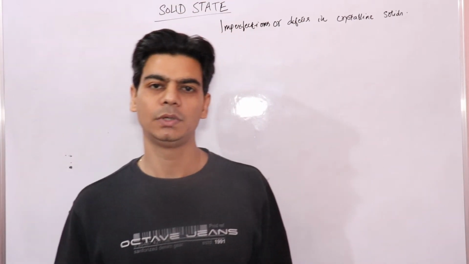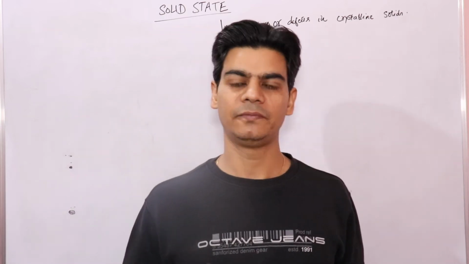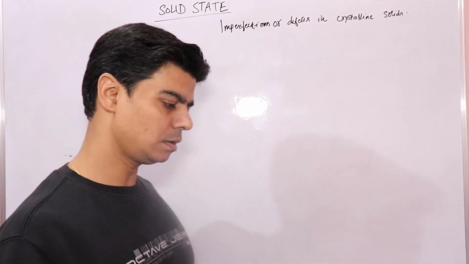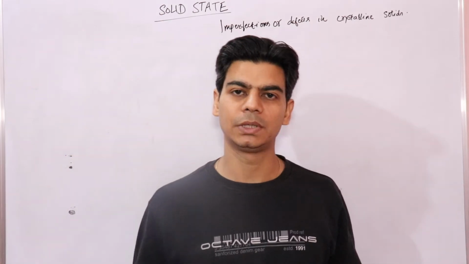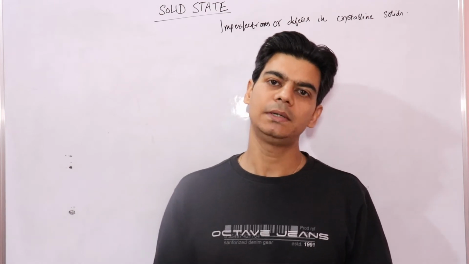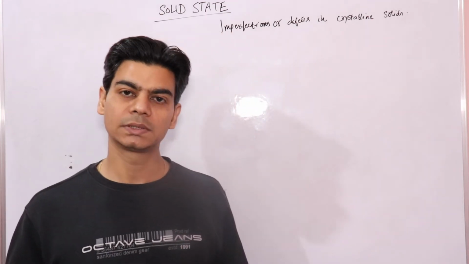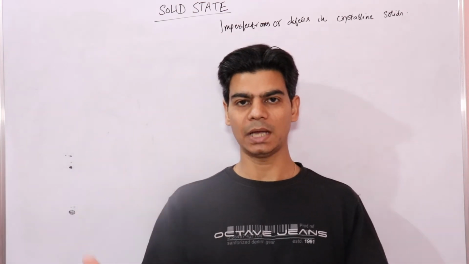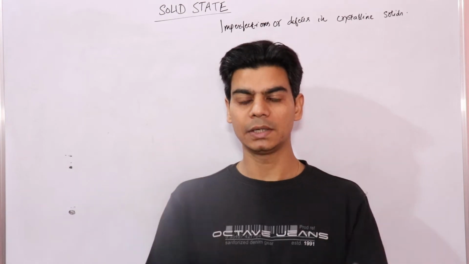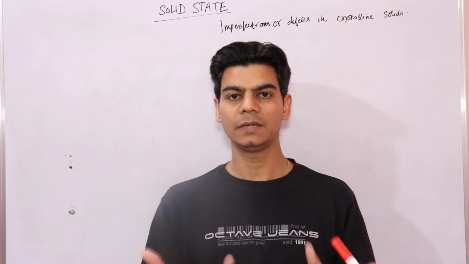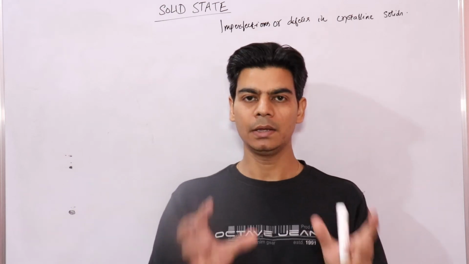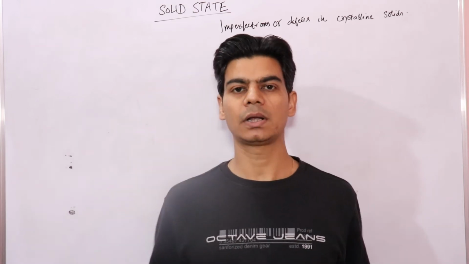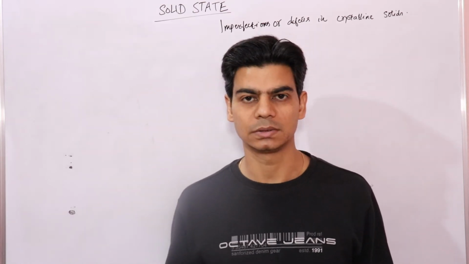Now in this video lecture we will go through defects in crystalline solids, or imperfections in crystalline solids. In the beginning of this chapter, solid state, we have studied that crystalline solids are those solids that have a regular arrangement of particles in three dimensions. And it is this regular arrangement of particles that gives them shape. That is why crystalline solids have regular geometric shapes, because of this regular arrangement of particles in three dimensions.